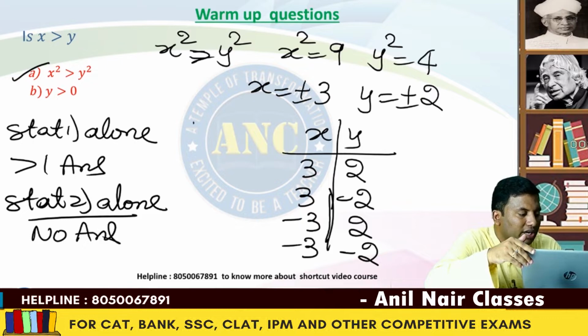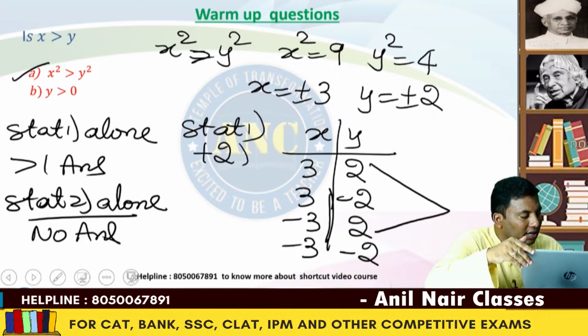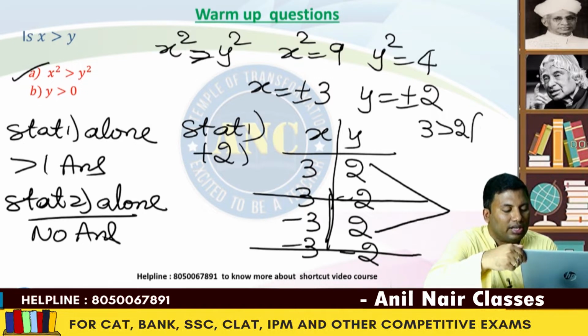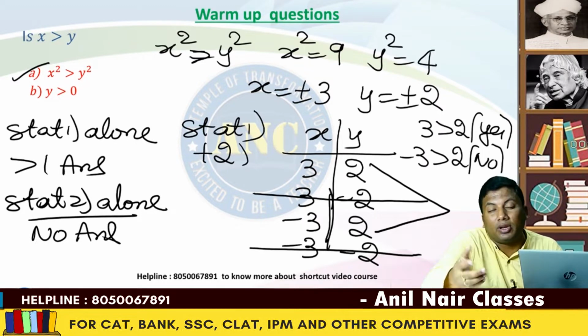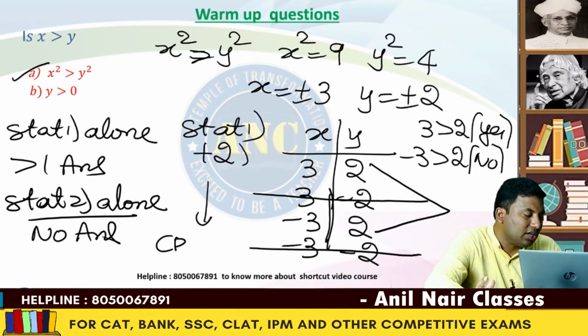If I combine statement 1 plus 2, y is greater than 0. These two cases remain. That means I can eliminate this case and this case. Is 3 greater than 2? Yes. Is minus 3 greater than 2? No. That means if I put the domain of y as greater than 0 and execute the condition x square greater than y square, I got two answers, yes or no. So the answer for this question is cannot be determined uniquely.